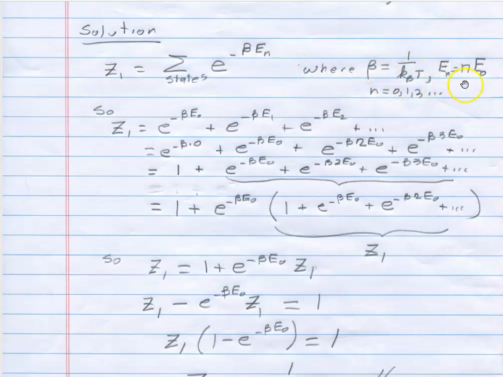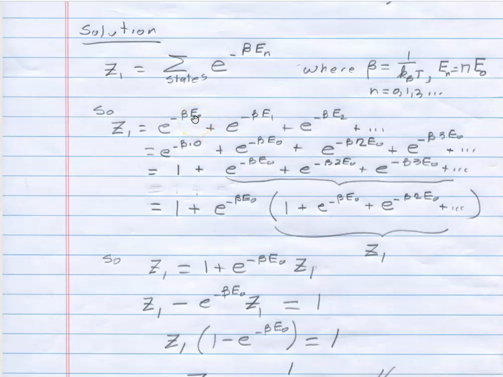The only thing is that now we know what the energy levels are. They're n times E naught, where n is 0, 1, 2, 3, etc. So I just write them out. I write out each term in this sum, n equals 0 to n equals infinity in principle. So it's e to the minus beta E0 plus e to the minus beta E1 plus e to the minus beta E2 and so on.